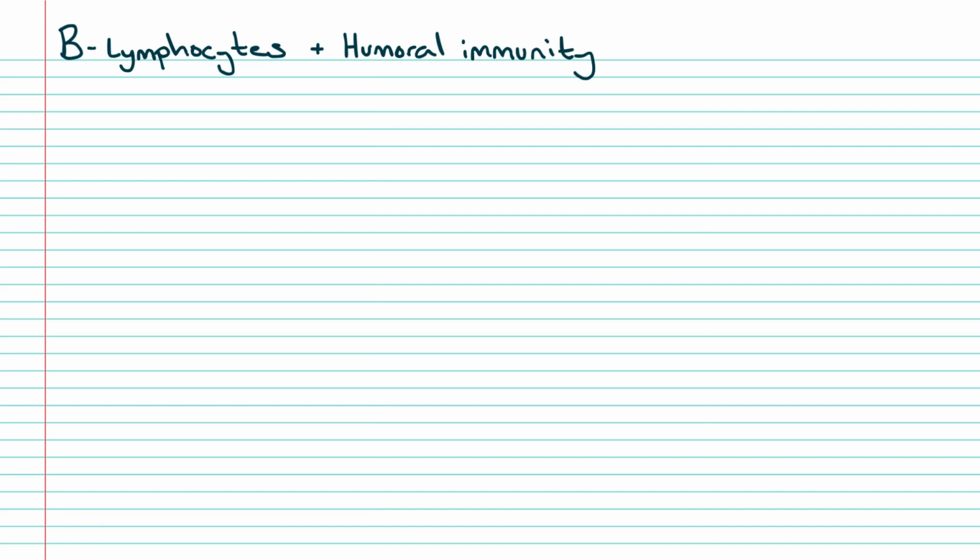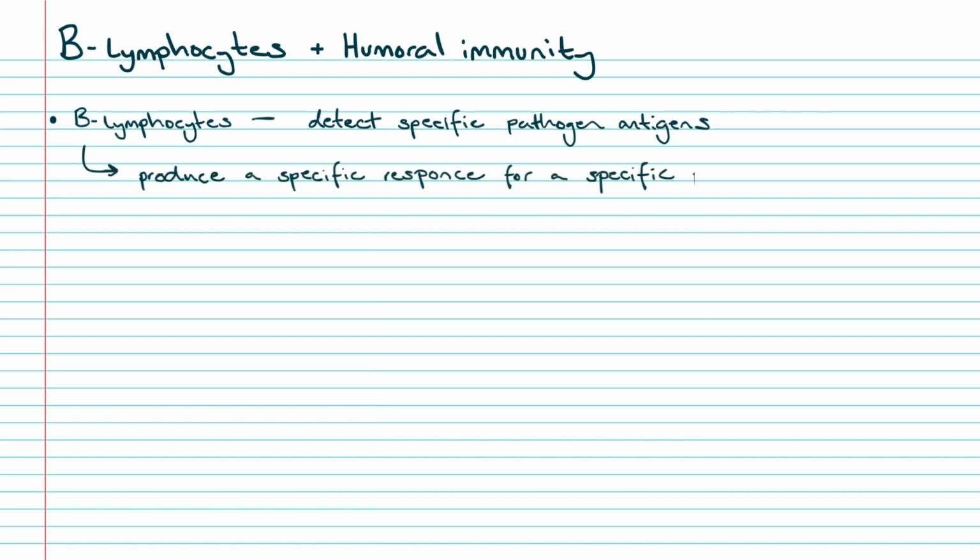Like other lymphocytes, such as T lymphocytes, B lymphocytes are a type of lymphocyte that are able to detect specific pathogen antigens, allowing them to produce a specific response to specific pathogens.